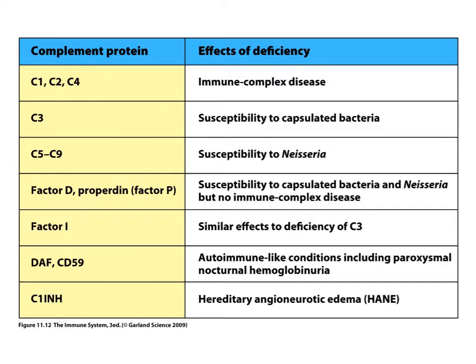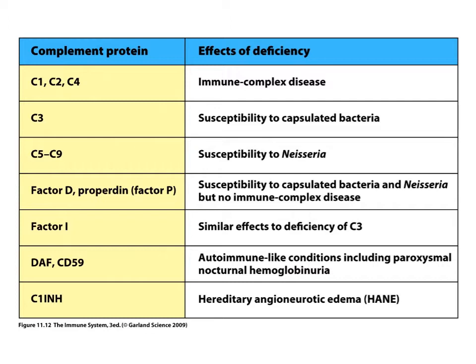And then we have DAF and CD59. When you have deficiencies of these two complement proteins, you have an autoimmune-like condition, especially paroxysmal nocturnal hemoglobinuria. And finally, one more important complement protein is C1 INH, and that is an important cause of HANE, hereditary angioneurotic edema.